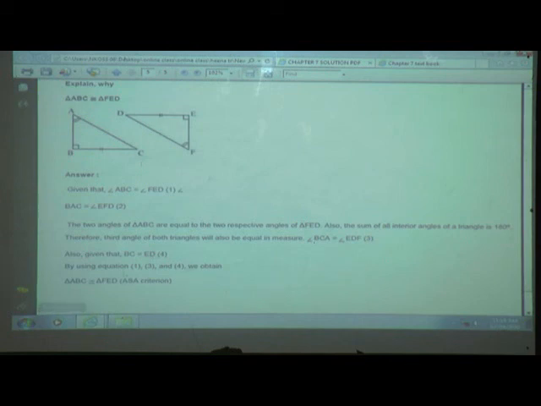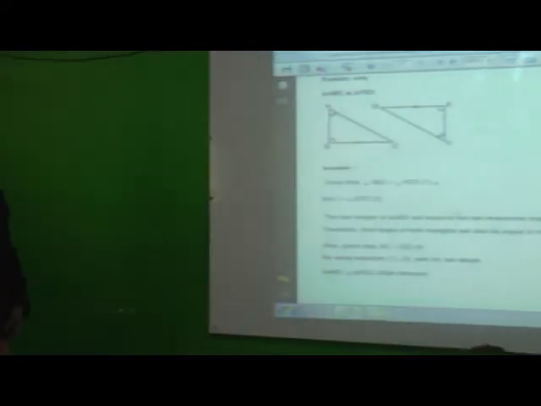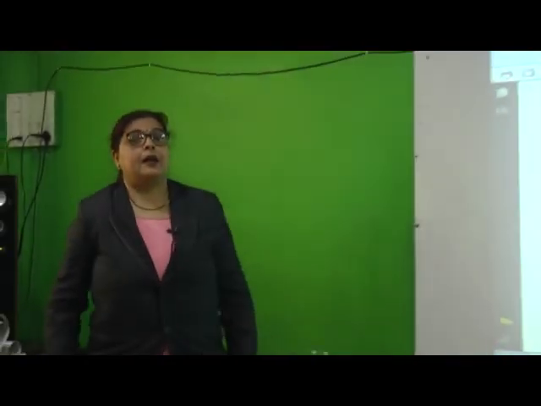So my dear students, you have understood all the different criteria we learned today: SSS, that is side side side criteria, angle side angle criteria, then side angle side criteria, and RHS. All the different criteria we had learned, we tried to find examples for this, and hopefully you understood.